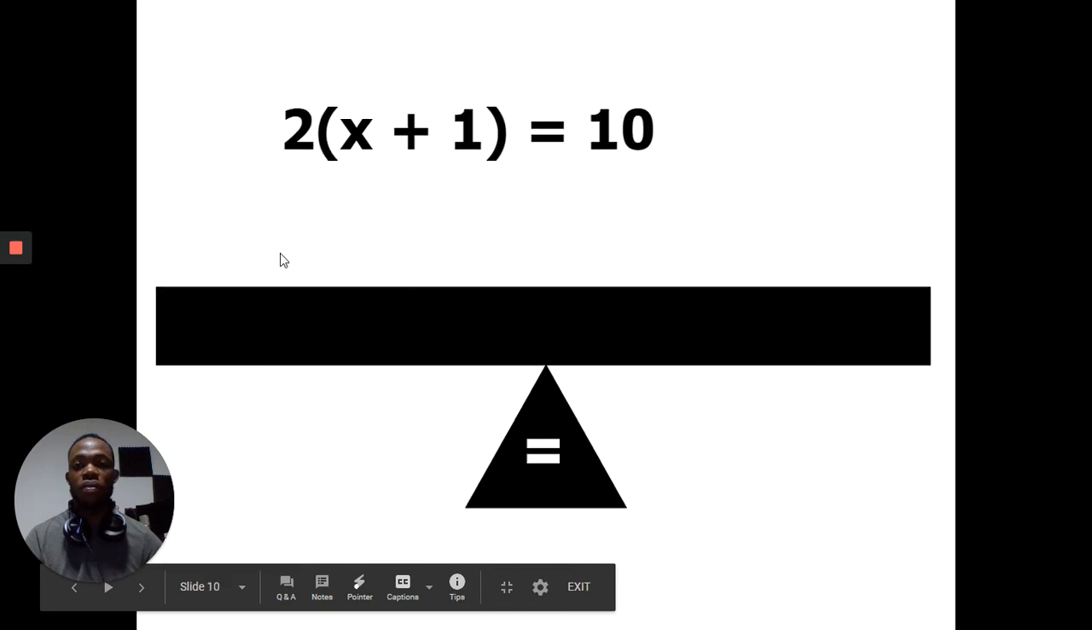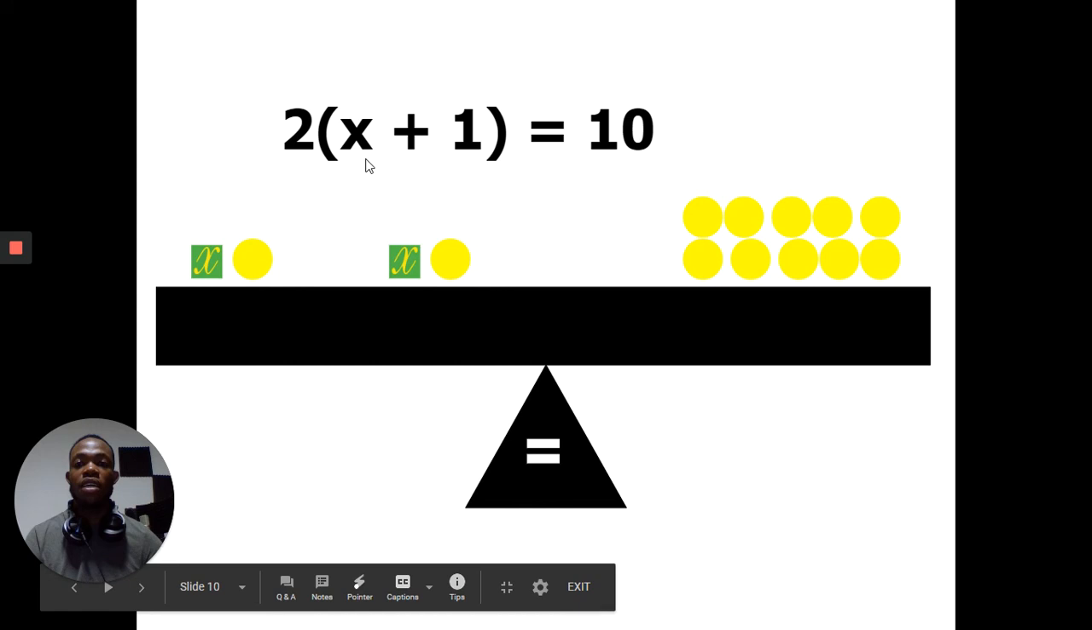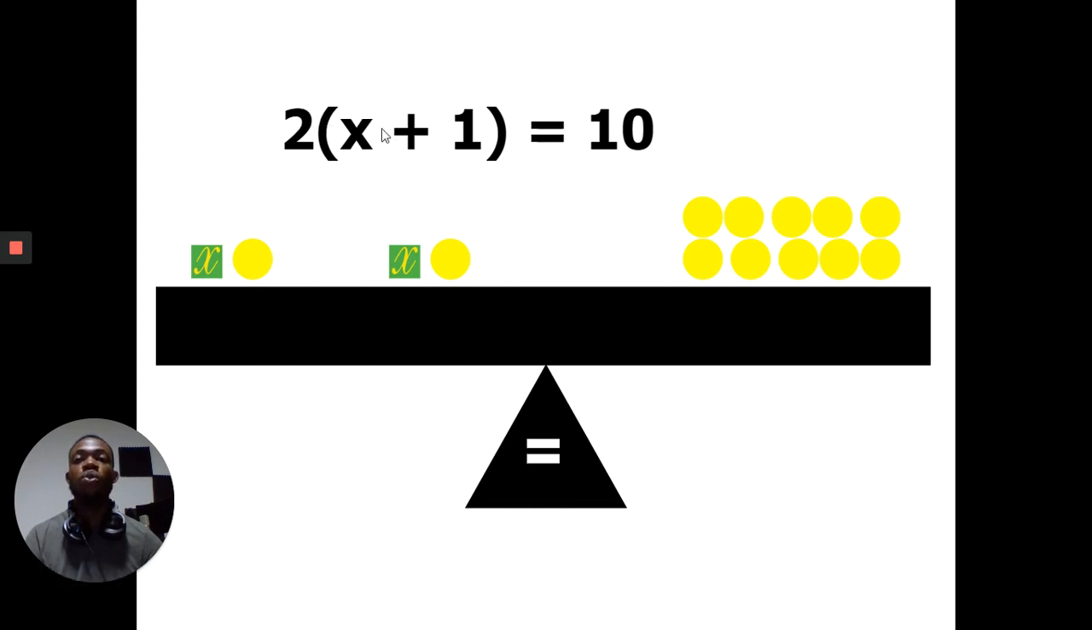One more example. 2(x plus 1) equal to 10. To represent this, the 2 outside of my parentheses simply means that I need 2 sets of x plus 1. So there you go. x plus 1 and another x plus 1. On the right, I have 10 positives.